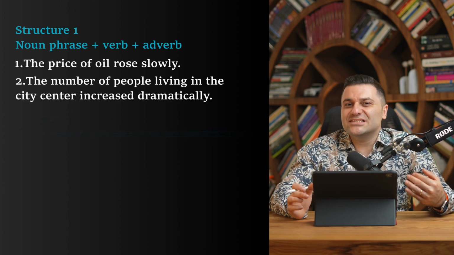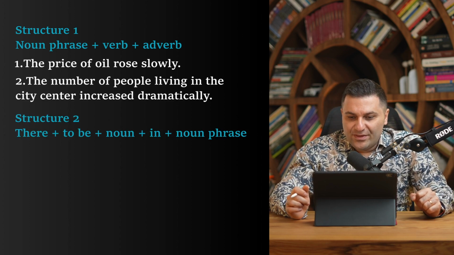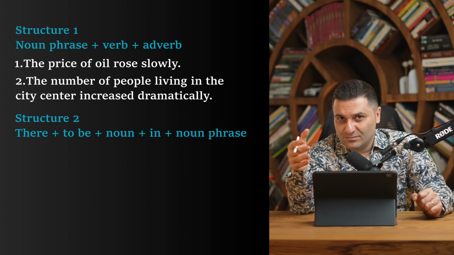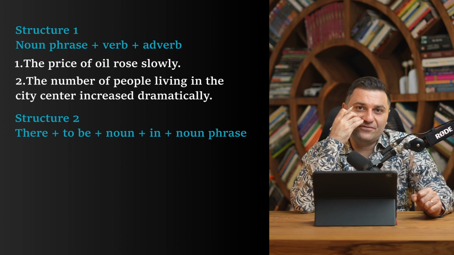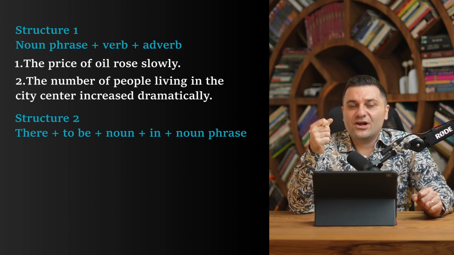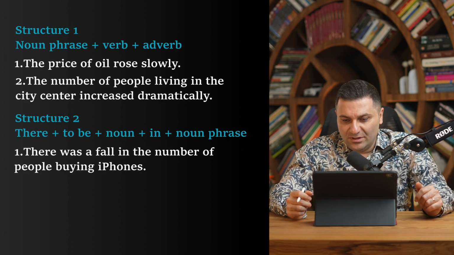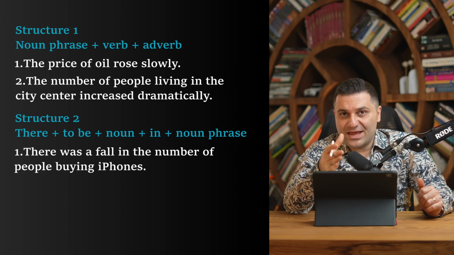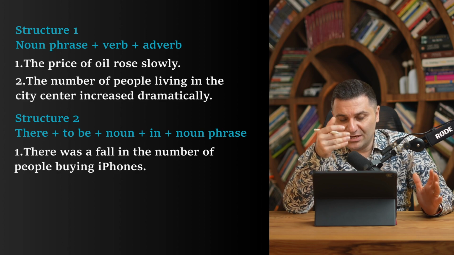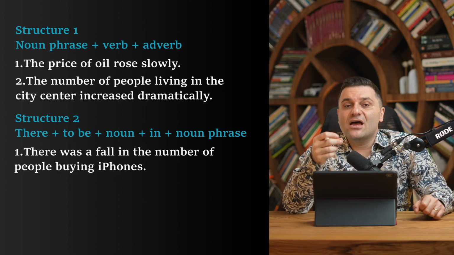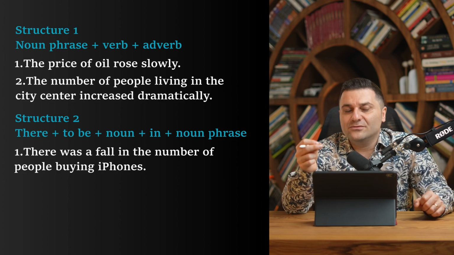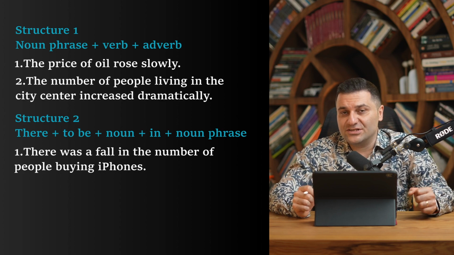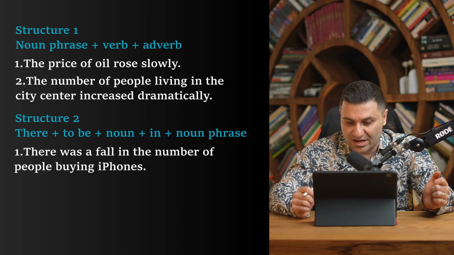Now let's take a look at our second simple structure. There plus to be plus noun plus in plus noun phrase. For example, there was a fall in the number of people buying iPhones. So we have there, our to be is changed into was. There was a fall, which is our noun. And then after that, we have in, and then the noun phrase. And our noun phrase is the number of people buying iPhones, all right?